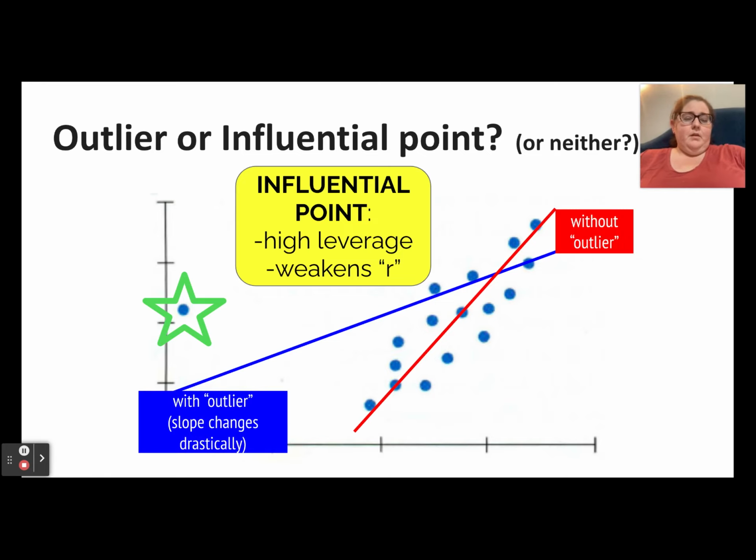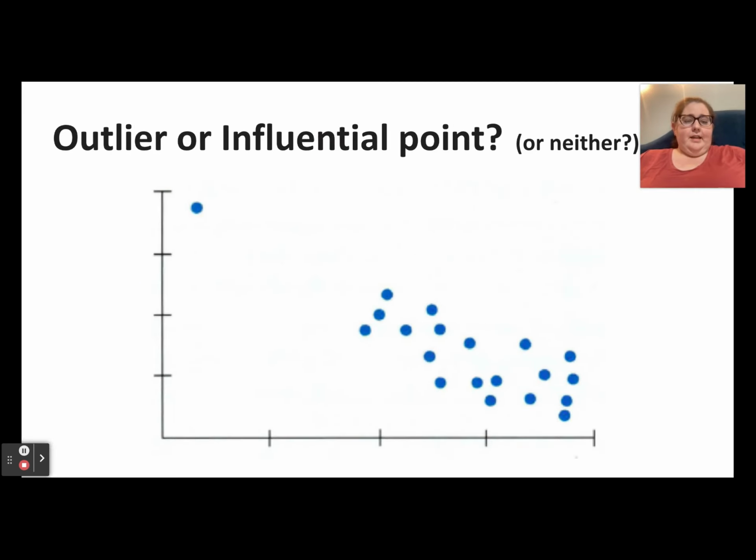it did before. Then we have a situation like this, where I have a scatter plot, and the point I am concerned about is that one up at the top left. Would I call it an outlier? Would I call it an influential point? Or would I call it neither?